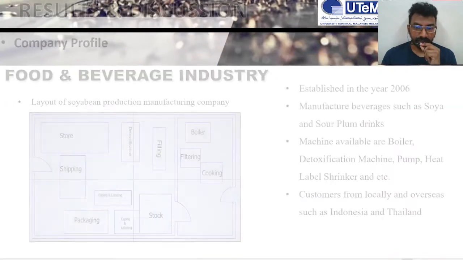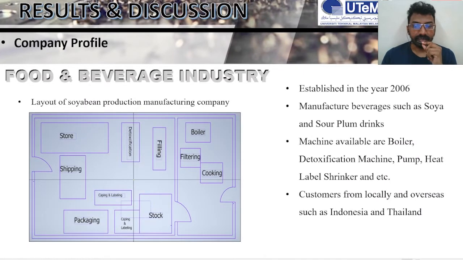The results of my project begin with the company profile. As mentioned, this is a food and beverage company which was established in 2006. The main product is soya and sour plum bottled drinks. Their customers are local and Asian countries such as Indonesia and Thailand. The following is the company's layout.